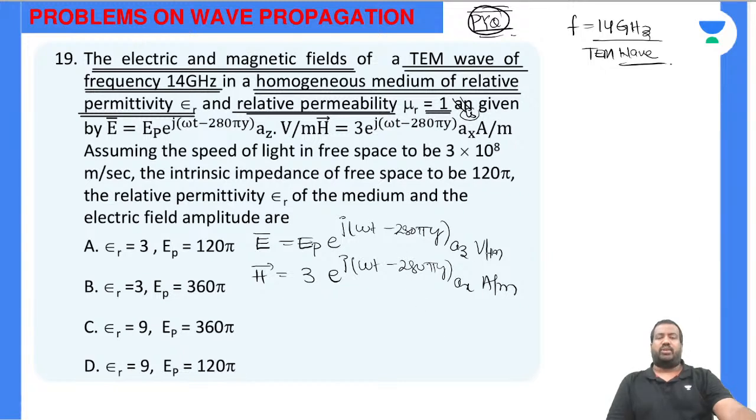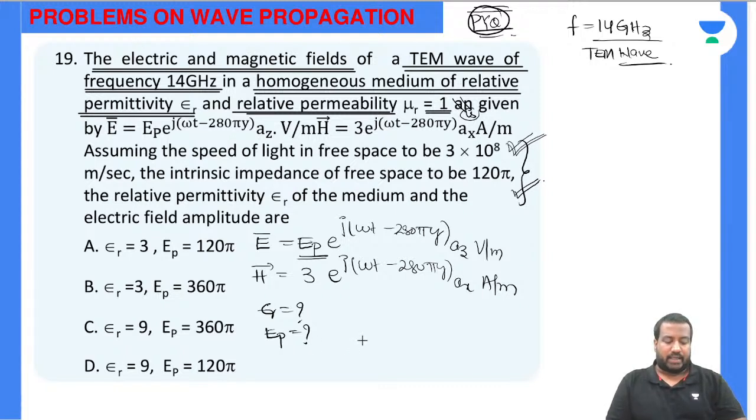He's just trying to extend the question, that's it. We all know that the speed of light in free space is 3 into 10 power 8. We all know the intrinsic impedance of free space is 120 pi. He's just trying to extend the length of the question. The relative permittivity epsilon r we need to find, and also the electric field amplitude EP. These two things we need to find. Try to find and tell me the answer here.